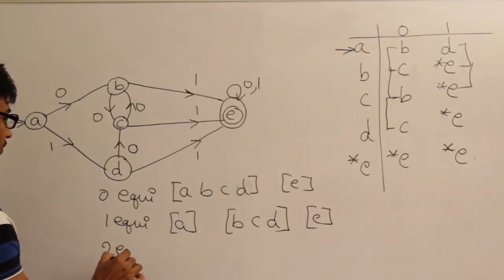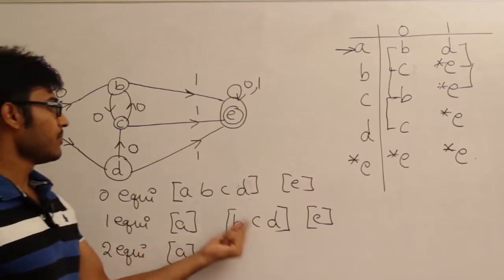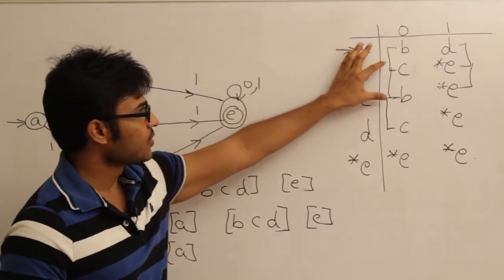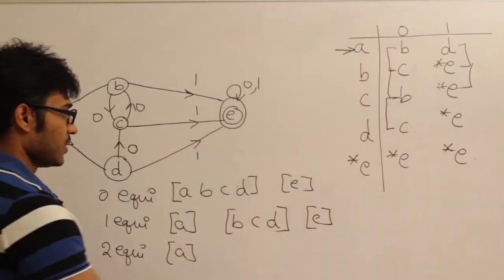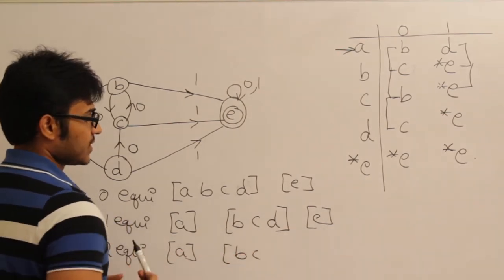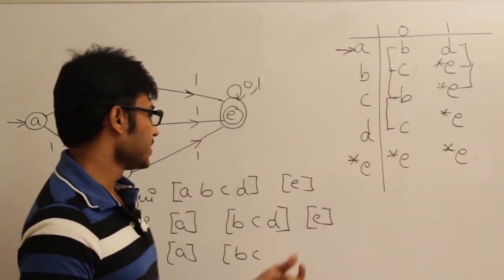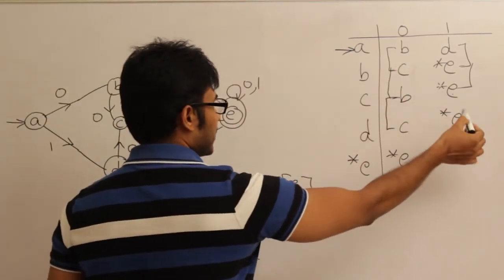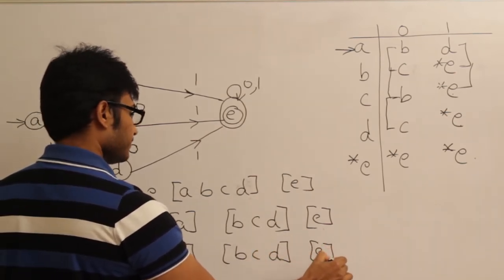Now let us find two equivalence. How do I get two equivalence? I take the one equivalence and then look at the transitions. Let us compare B and C. B and C on 0 are going to B and C, yes, they are in the same group. And E and D are also in the same group, which means the same state. So B and C are going to be in the same group. And what about D? Let us compare C and D. C and D are going to B and C, which are in the same group, and E and D. Therefore, B, C, D are in the same group.